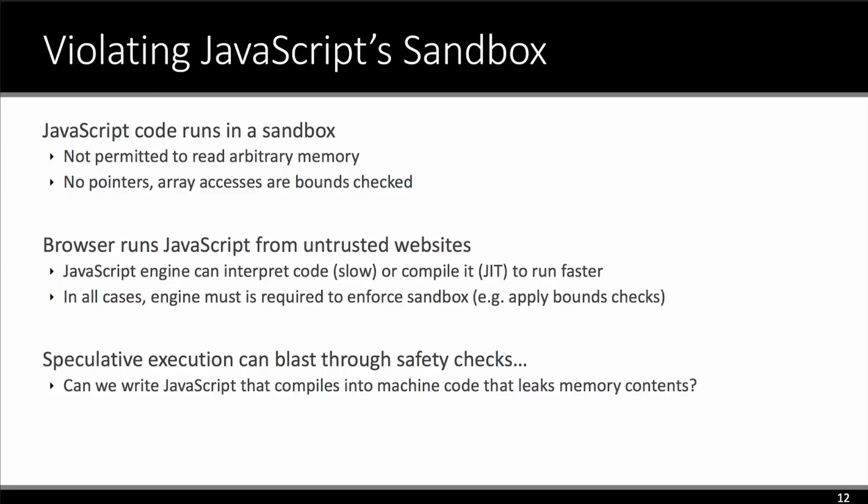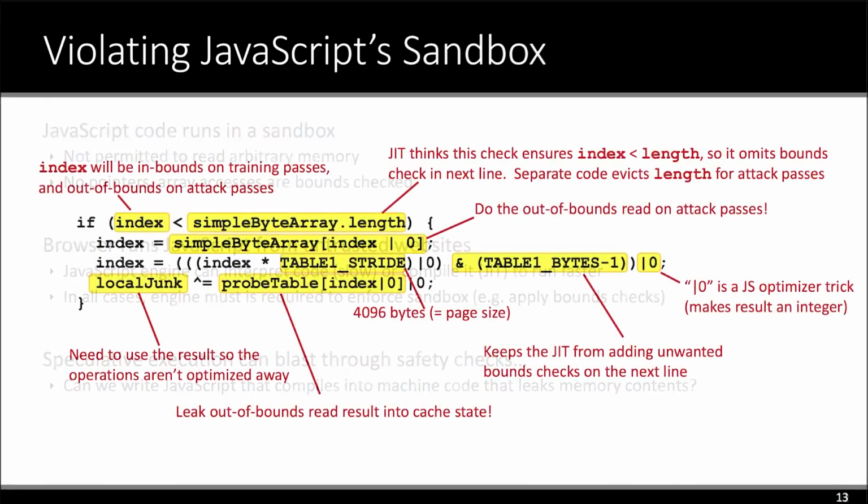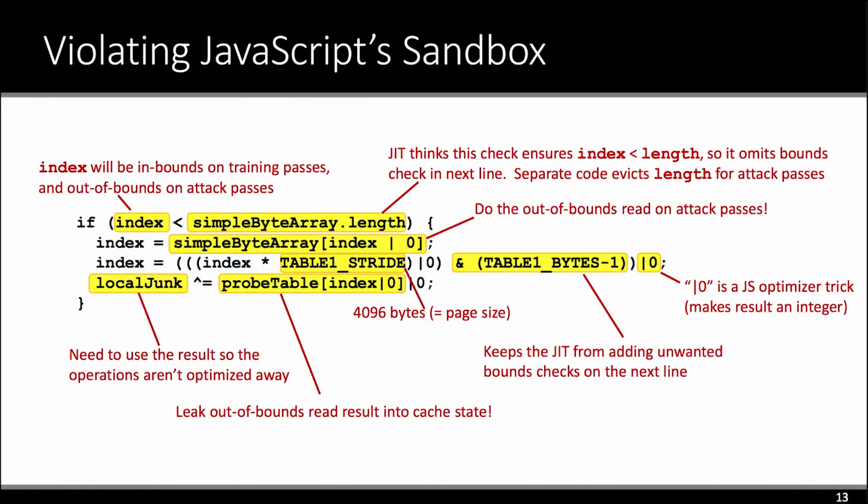But from an attacker perspective, I've just shown you a couple slides ago that you can violate bounds checks. And so to do that here, I asked the question of could I write JavaScript code where the compiled result would involve a bounds check that speculative execution would just blast right on through and let me read arbitrary memory. So I ended up writing this piece of code, which looks an awful lot like the example I showed you before.